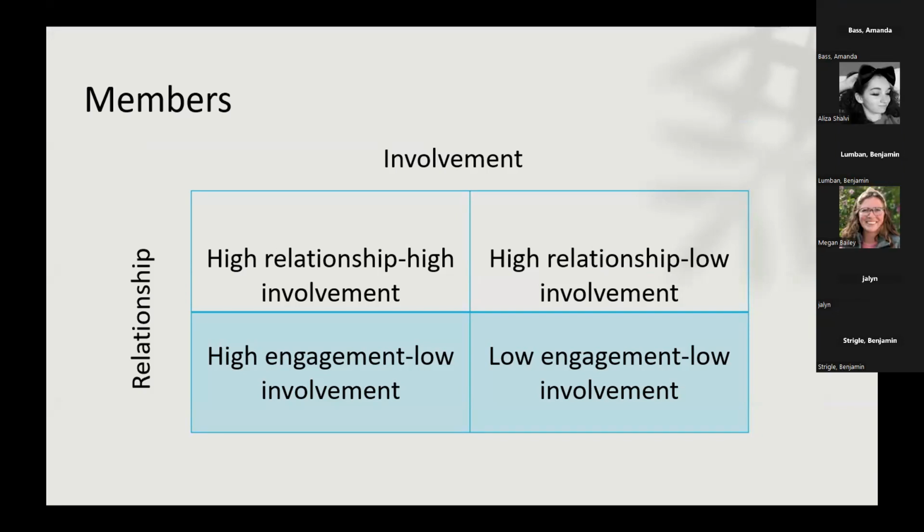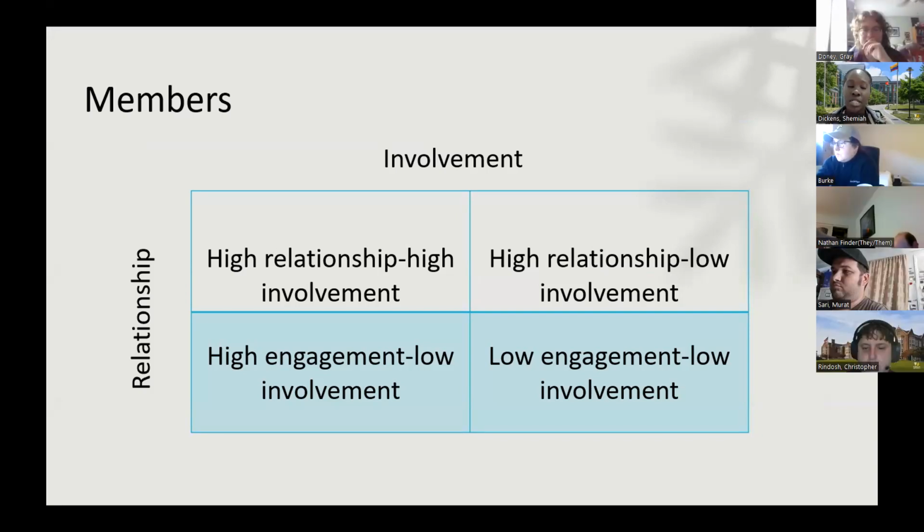Awesome. Okay. Well, the reason I asked really is because when we're talking about members, I don't want to offend anyone. When we're talking about members, what we're really talking about, and we're relating into the relational model of leadership, we have this paradigm of relationship versus involvement. And what I have here depicted are the quadrants.